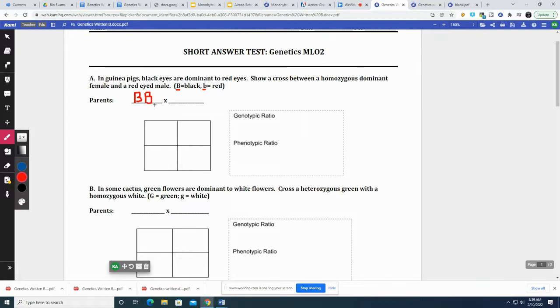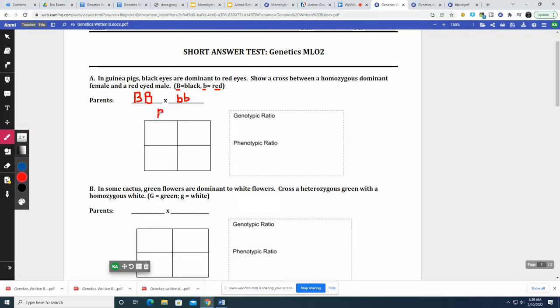And we're going to cross that with a red-eyed male. Well, since red is recessive, there's only one possible genotype this guinea pig could have. It's got to be little b, little b. Boom, we found the genotypes of the parents. And that's the first step. All right, so I'm going to put the big B, big B. You can put them on the top or the side, doesn't matter.